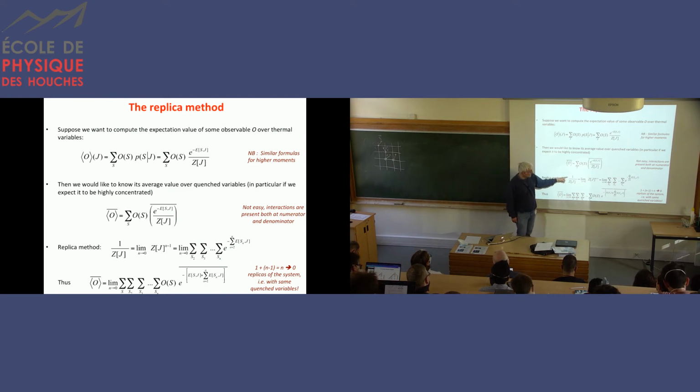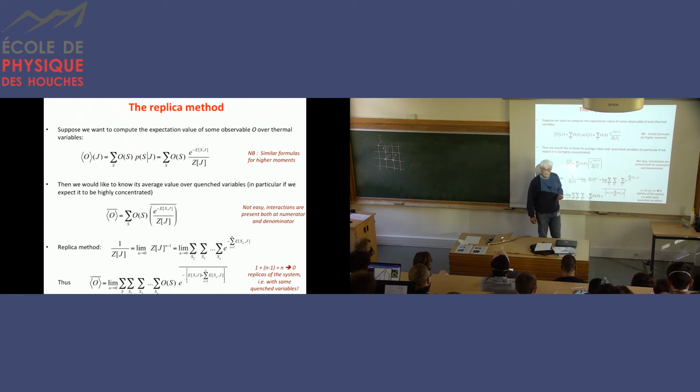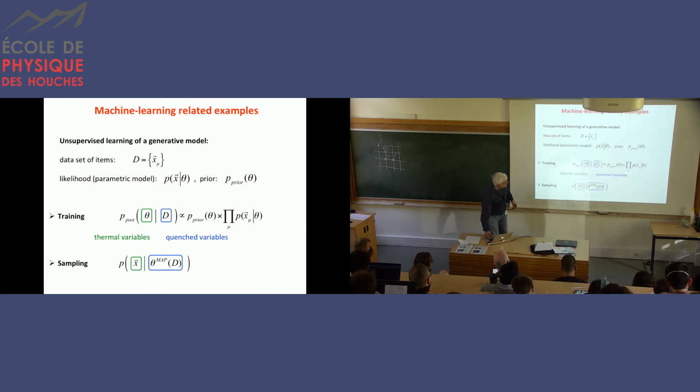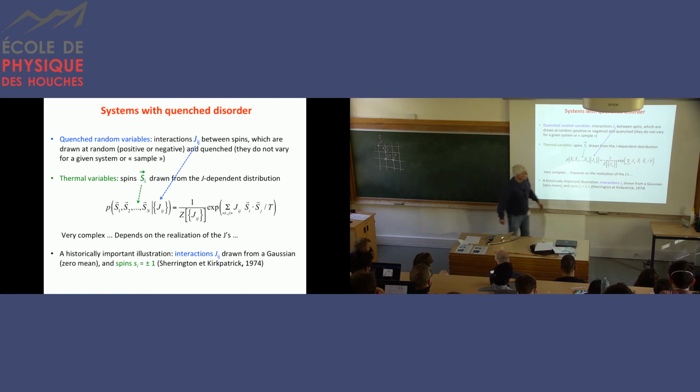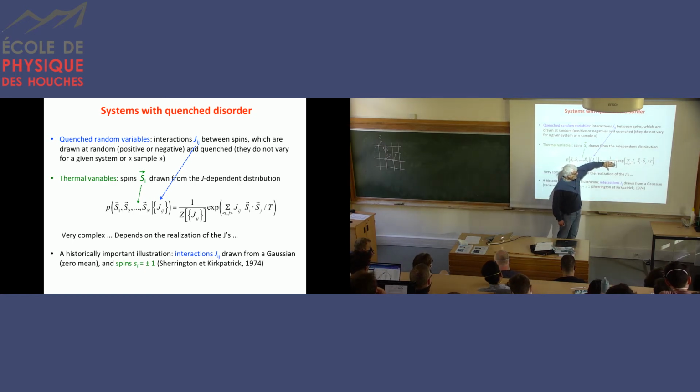The idea is that here we have 1 over Z, and 1 over Z we can always write as the limit when n goes to 0 of Z to the n minus 1. That is for sure correct. Here n is just a real number, which I will send to 0. Now comes the first jump. If I consider Z to the n minus 1 when n is an integer, then what is Z? It is just the normalization of my distribution. Remember the distribution: Z is simply the sum over all possible spin configurations of this exponential factor.